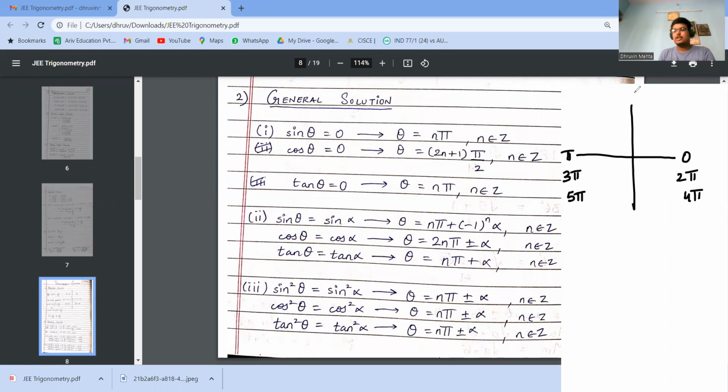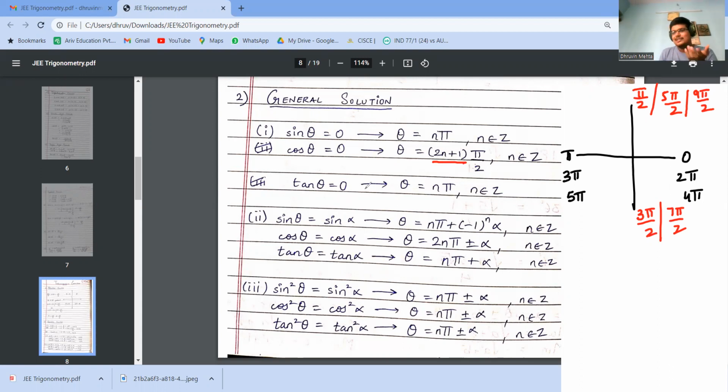Next, moving to cos. Cos of which angle is 0? Pi by 2, 3 pi by 2, then 5 pi by 2, 7 pi by 2, then 9 pi by 2. So do you agree with me that these are odd multiples of pi by 2? Odd multiples we write as 2n plus 1 or 2n minus 1. Both work, both represent odd. So that is why we have this formula theta equal to (2n plus 1) pi by 2.